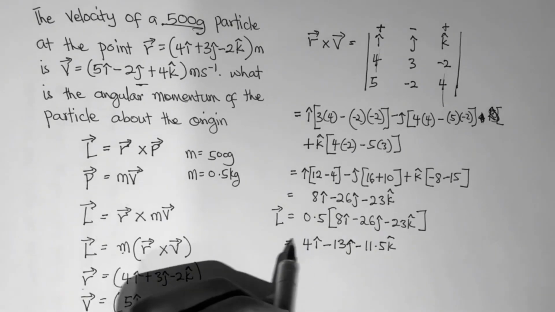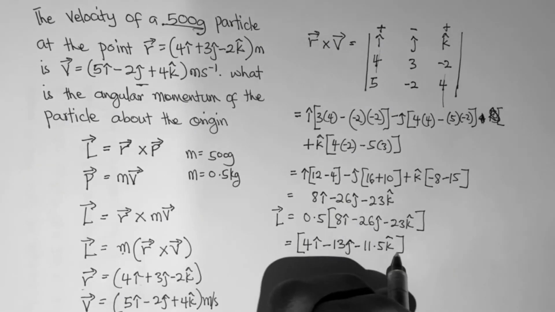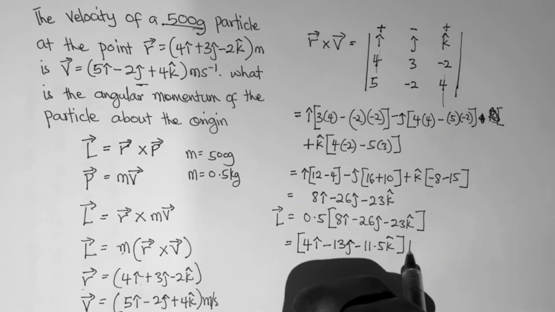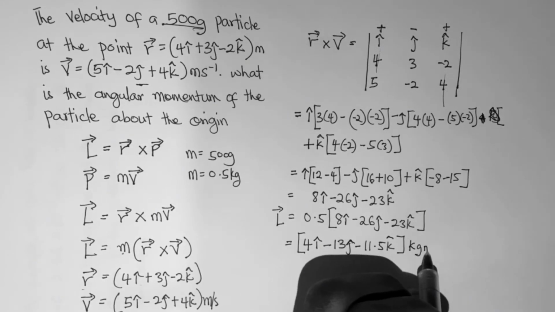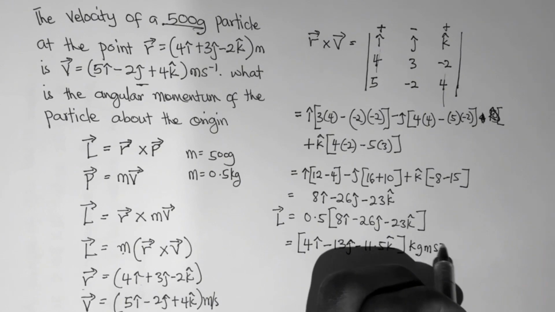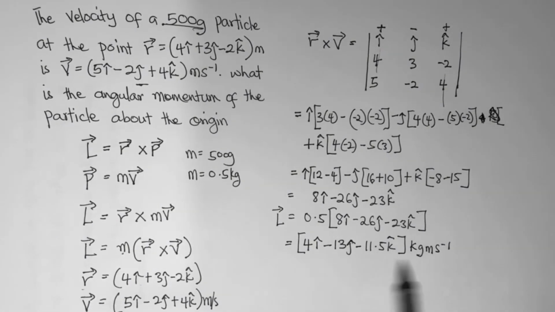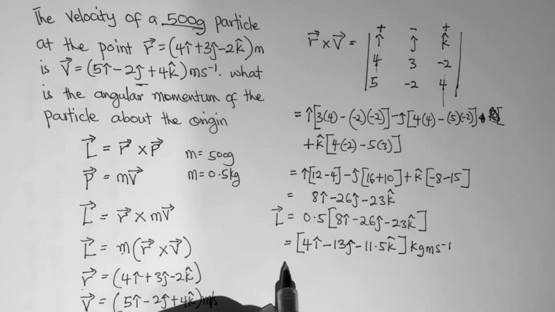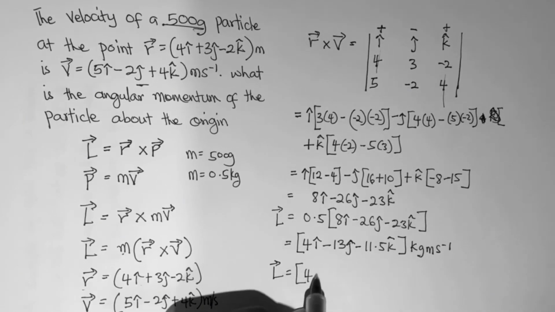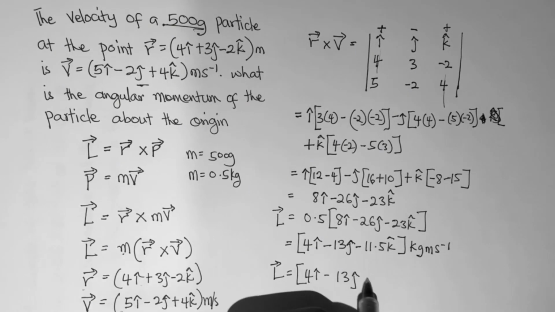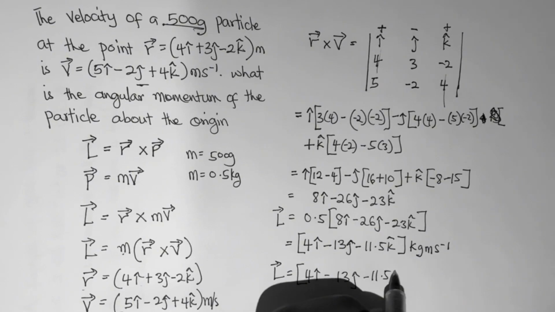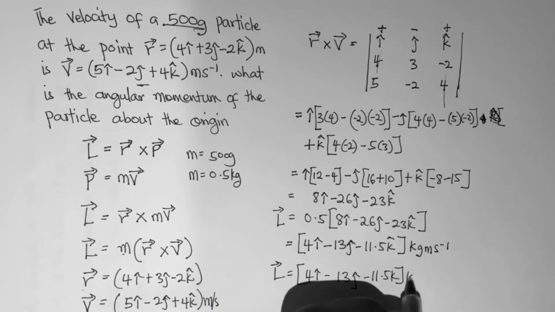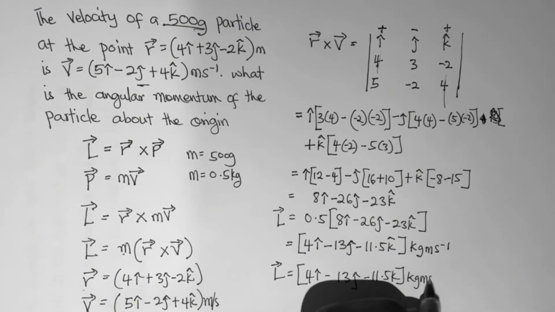11.5k. But the unit of angular momentum is kilogram meters squared per second. So that's the unit for angular momentum, and therefore the angular momentum is equal to 4i minus 13j minus 11.5k kilogram meters squared per second.